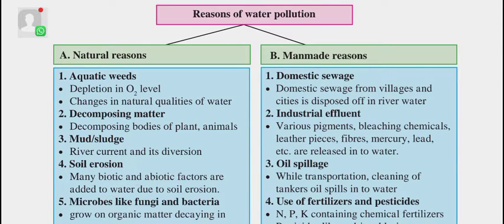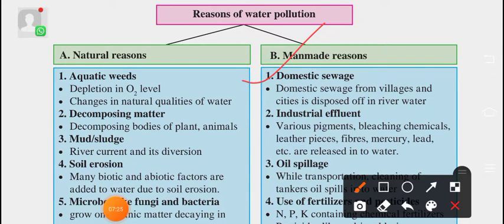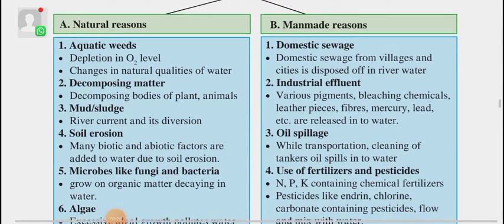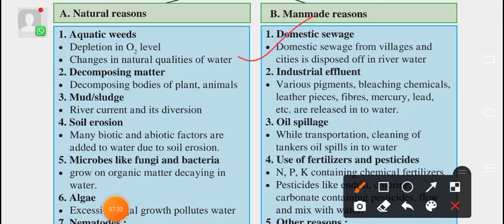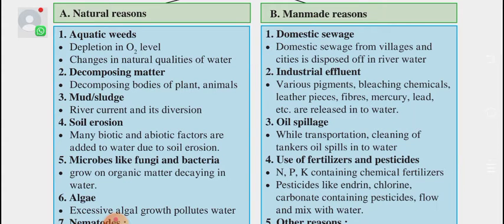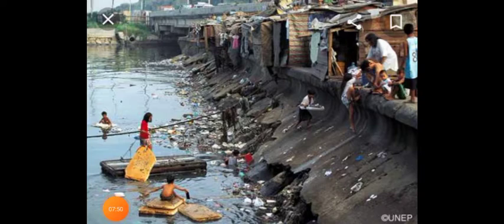And now next is man-made reasons. The very first is domestic sewage. Domestic sewage from villages and cities is disposed of in river water. Whatever sewage is coming through the villages, all the sewage gets added in the rivers. Here in this picture, you can observe how domestic sewage is added in the river.